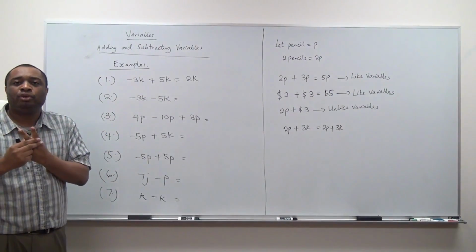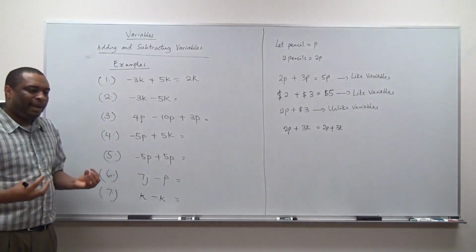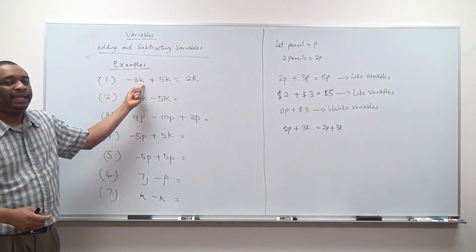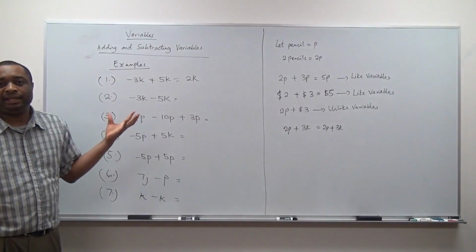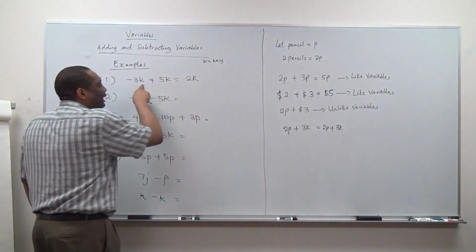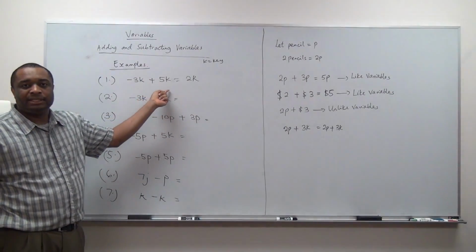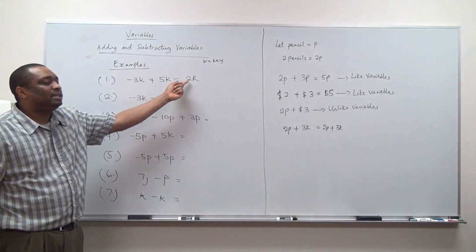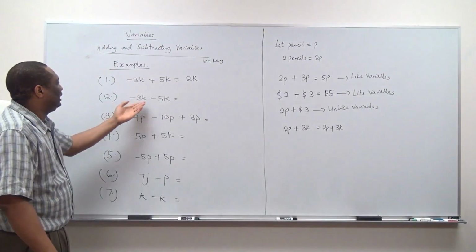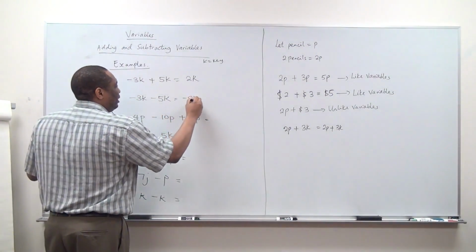A second way to do it is to apply it in real life terms. Let's say k means key. So let's say you owe 3 keys, but you have 5 keys. That means in all you have 2 keys remaining. In this case, this is negative 8k.